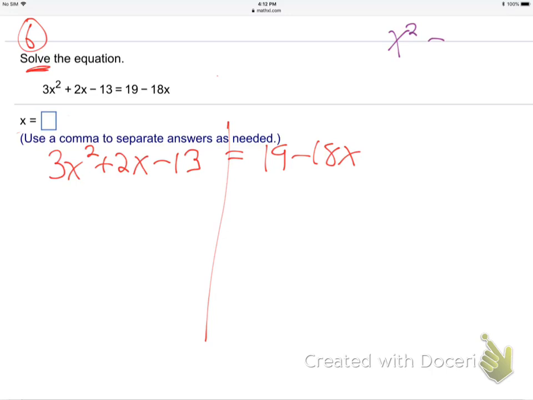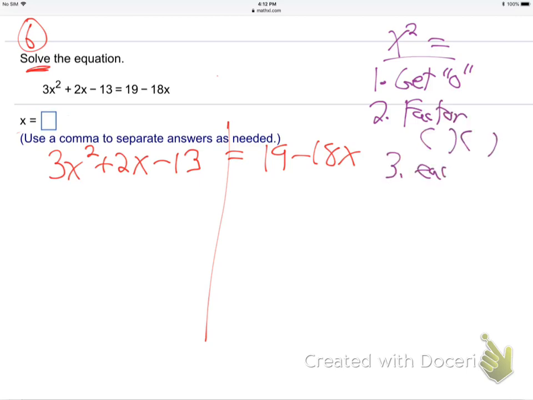Whenever you have x squared with an equal sign, the game plan, step 1, is you want to get a 0 on one side. Step 2 is factor the other side, like the parentheses. Step 3, each one gets its own 0 and solve. That's the plan whenever you have x squared with an equal sign. You want to put that in your 3x5 card for the exam.